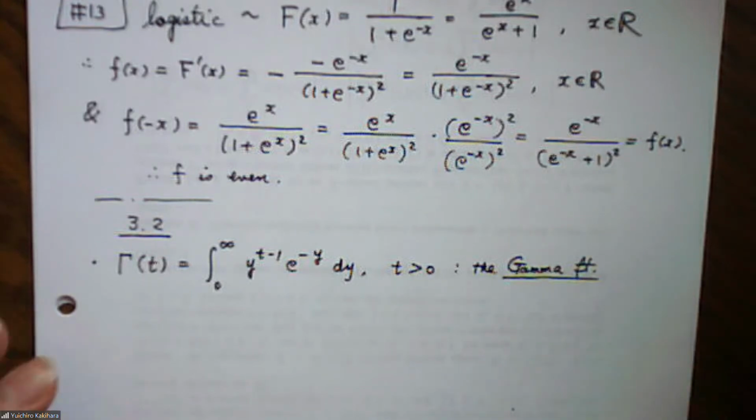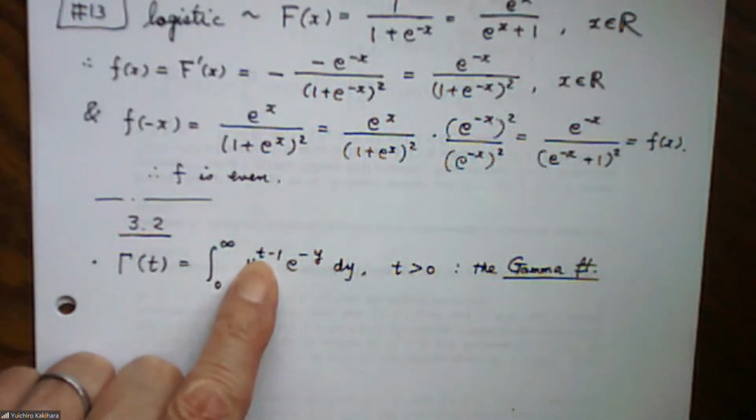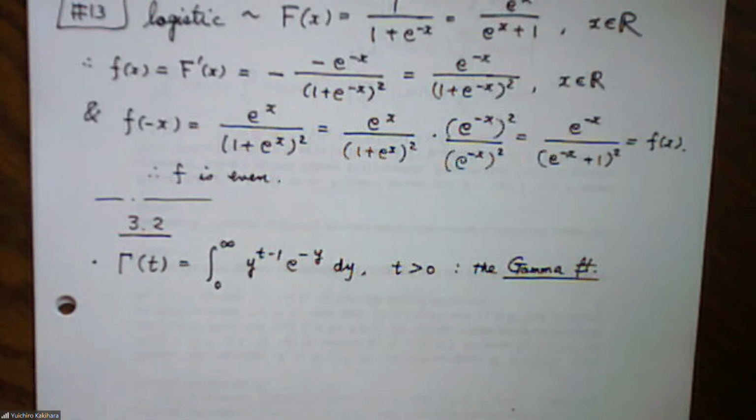Gamma function. The gamma function, gamma of t, is defined by the integral from 0 to infinity. This is a definite integral, but the t is here. This is a variable t. y to the t minus 1 times e to the minus y, and then dy. With respect to y, we integrate.